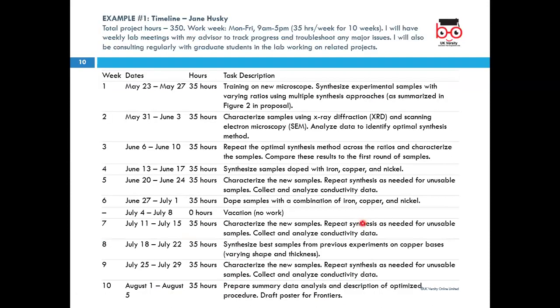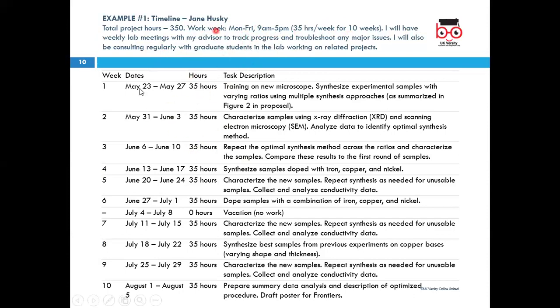your project description. So this is a timeline that's an example. The total project hours are 350. The work week is Monday to Friday. This is a project of Jane Husky, and it's 9 a.m. to 5 p.m. I will have weekly lab meetings with my advisor to track progress and troubleshoot any major issues. I will also be consulting regularly with graduate students in the lab working on related projects.